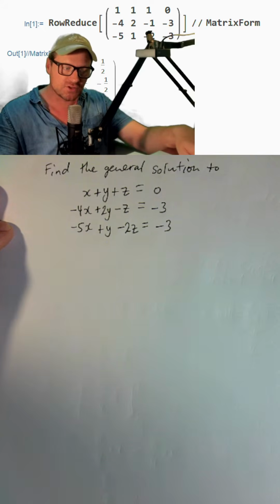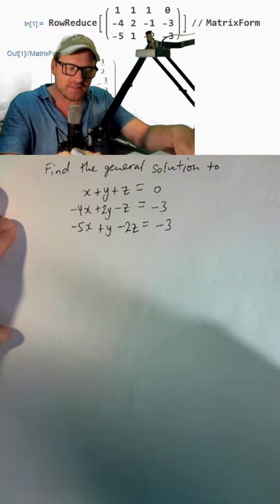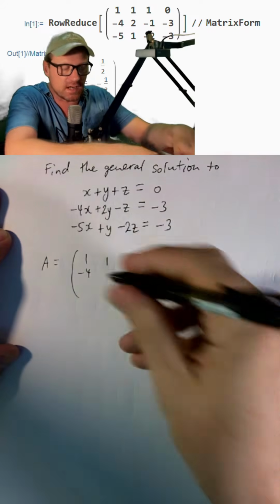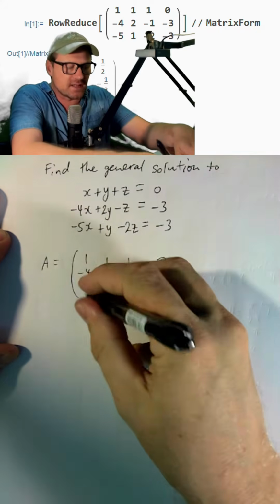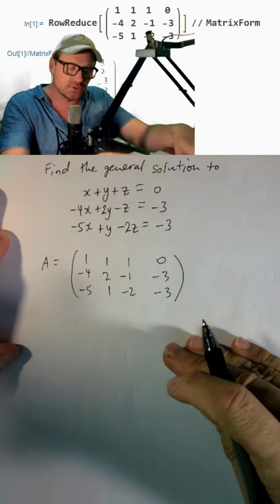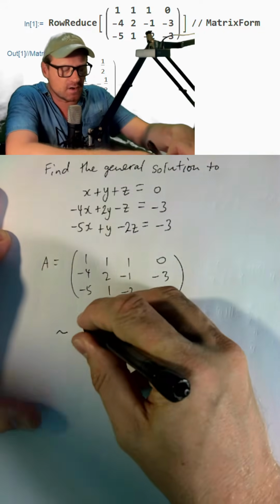Find the general solution to this linear system. So our first step is to write the augmented matrix. And you can see I'm just writing down the coefficients in alphabetical order, putting the numbers on the right-hand side. Okay, so now we want to row reduce this. So we perform row operations on this matrix.